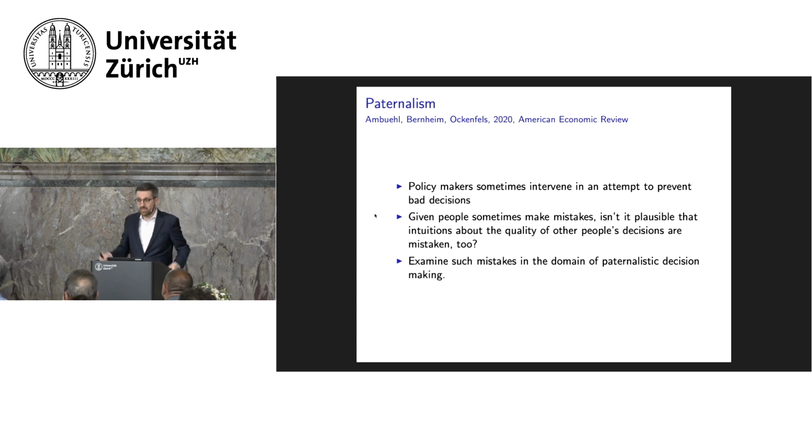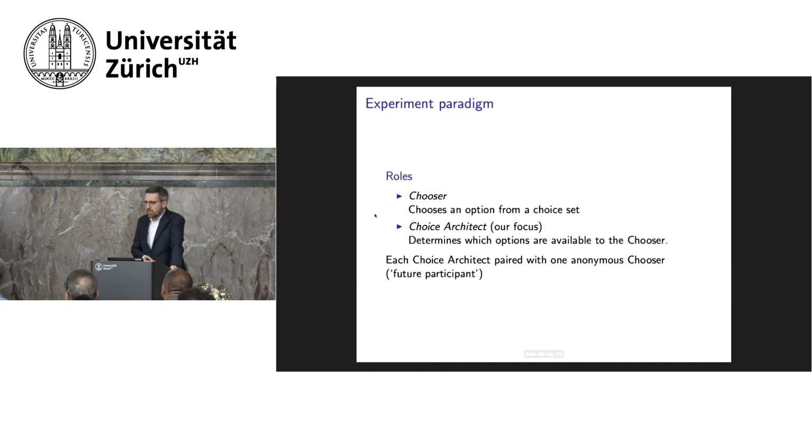And in democracies like Switzerland, it's us who are the policymakers, right? Us citizens who vote. So I want to see, in particular, when people decide to intervene with other people's choices, taking away options from them because they think those options would be bad for those people, whether there are mistakes and biases that people make when they make these types of choices. So here's how that experiment goes.